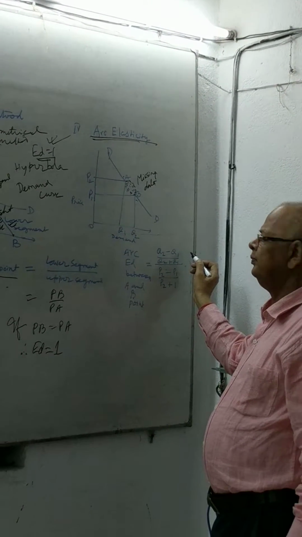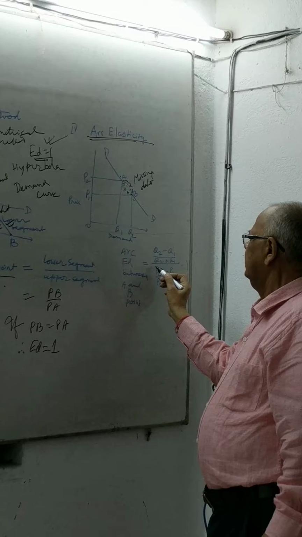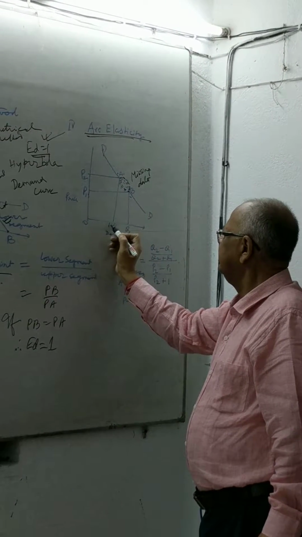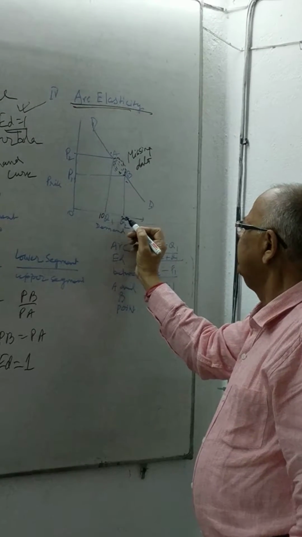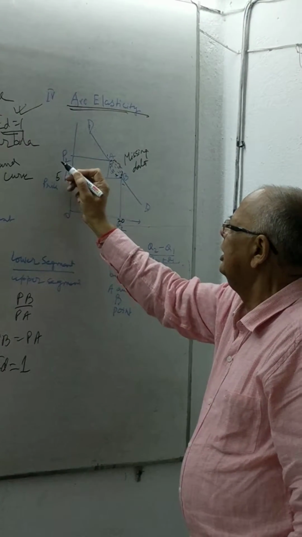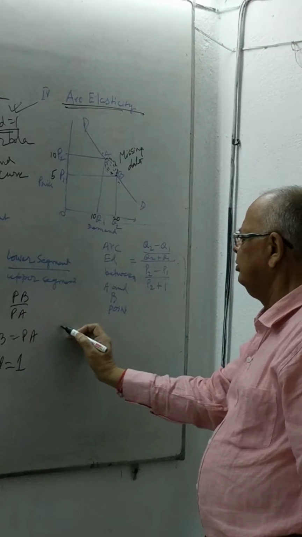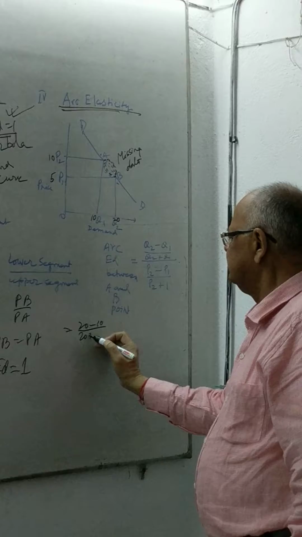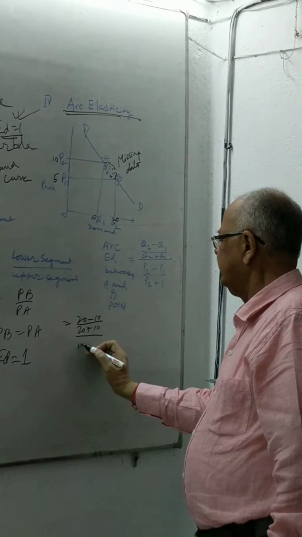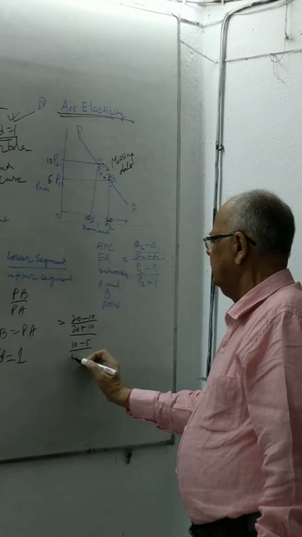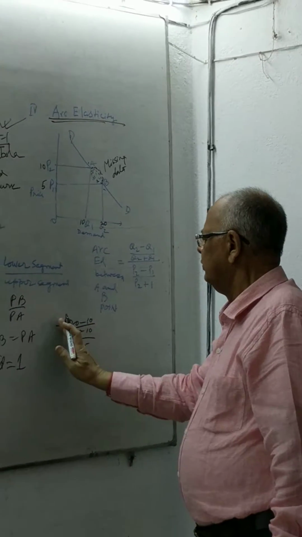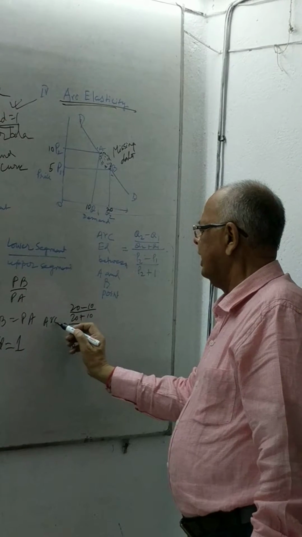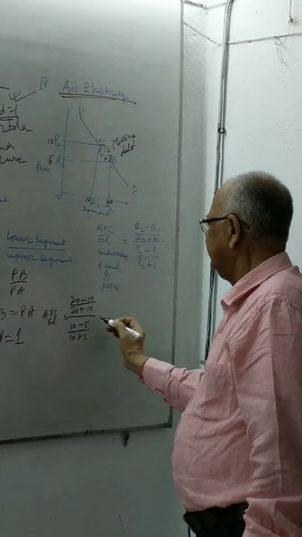Q2 minus Q1 over Q2 plus Q1, divided by P2 minus P1 over P2 plus P1. Suppose we take here 10, here 20, here 5, here 10. Then what will we get? 20 minus 10 upon 20 plus 10, divided by 10 minus 5 upon 10 plus 5. Then the arc elasticity of demand will be calculated.